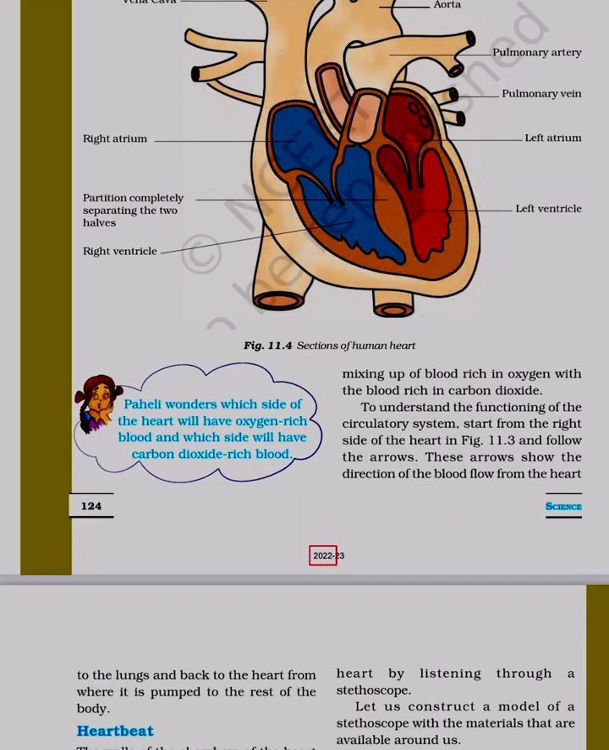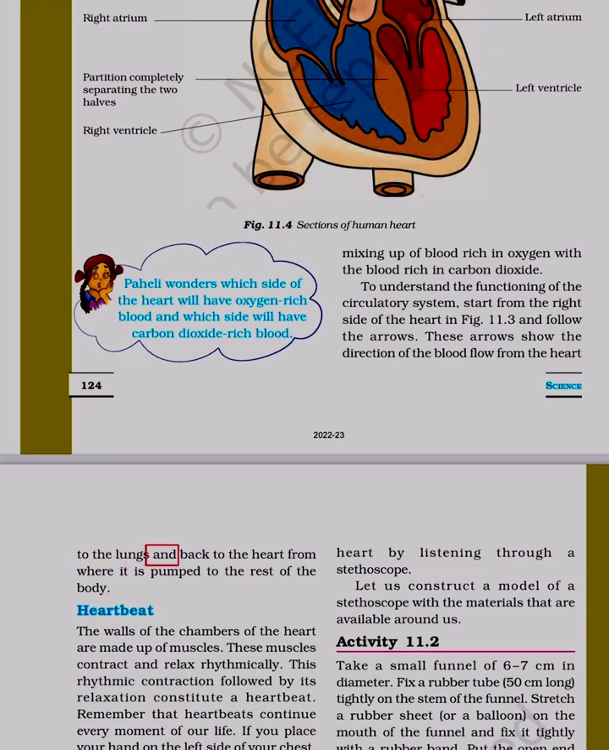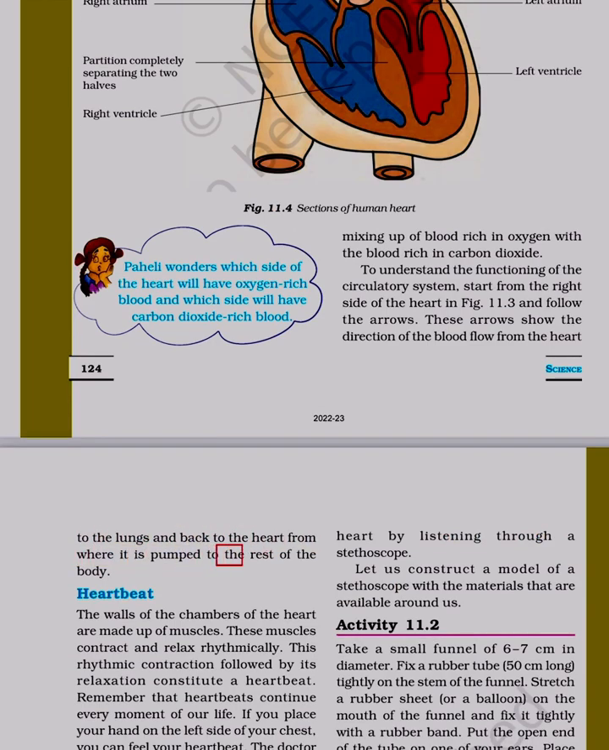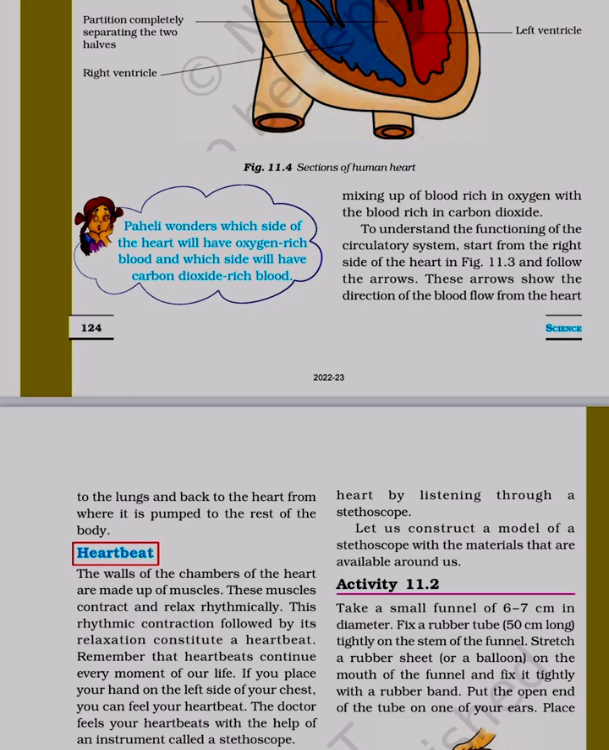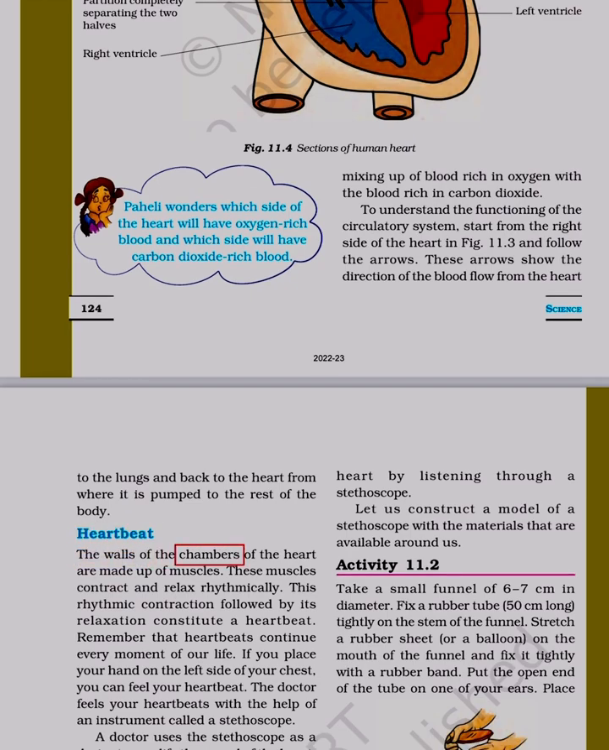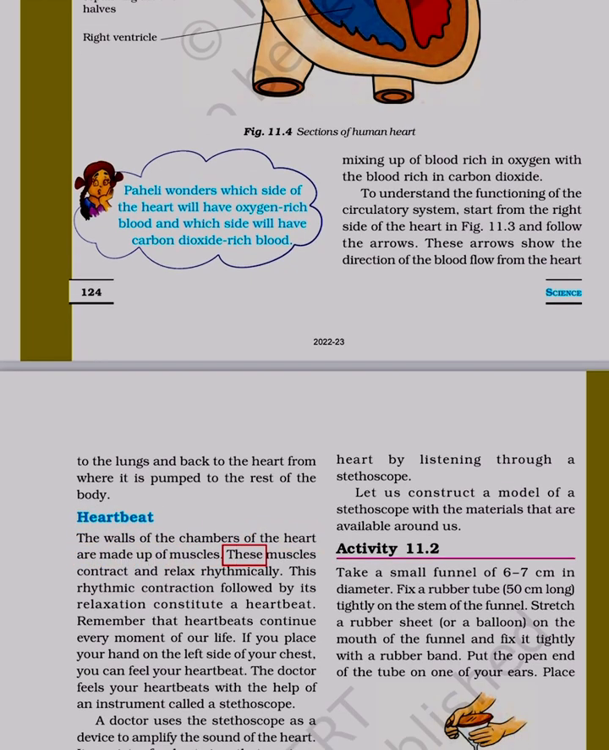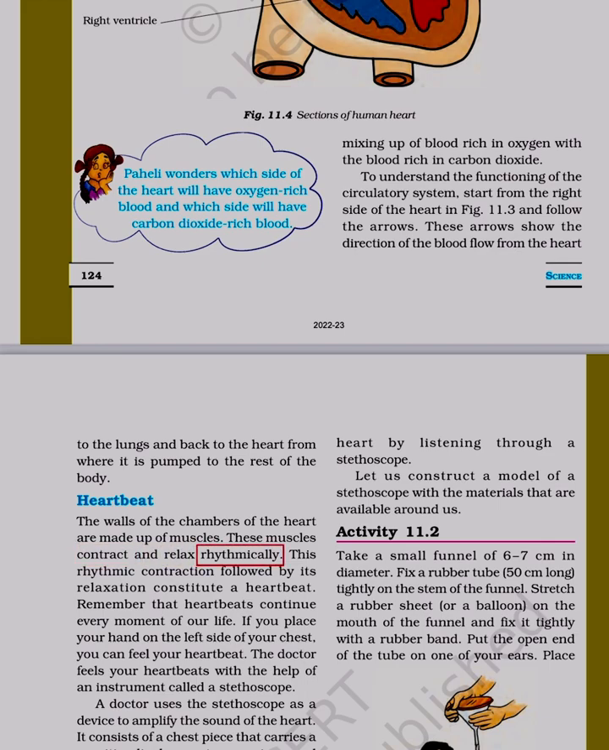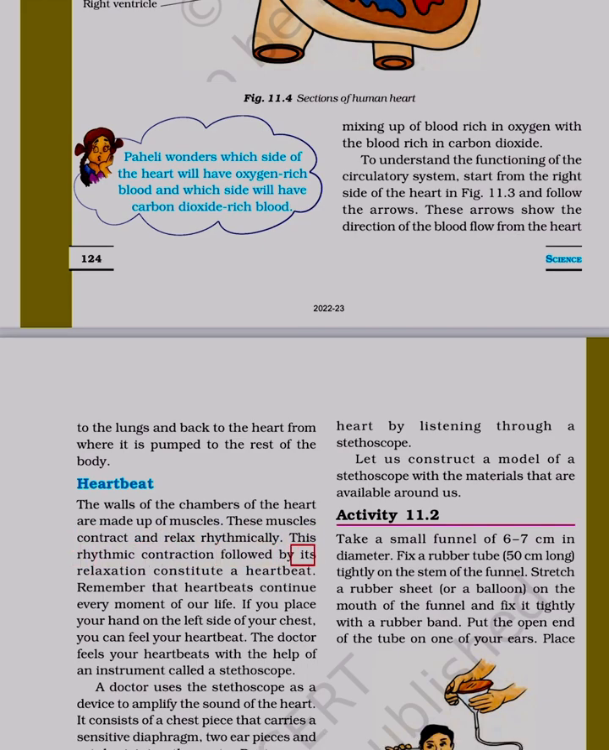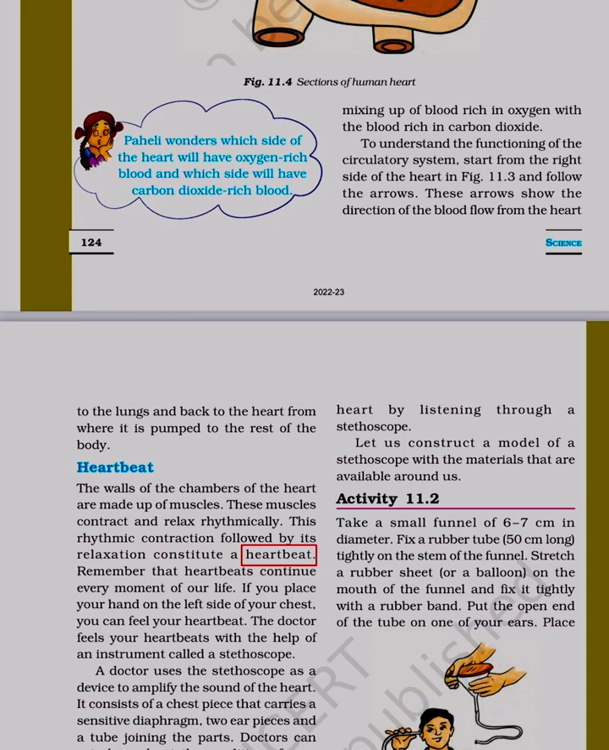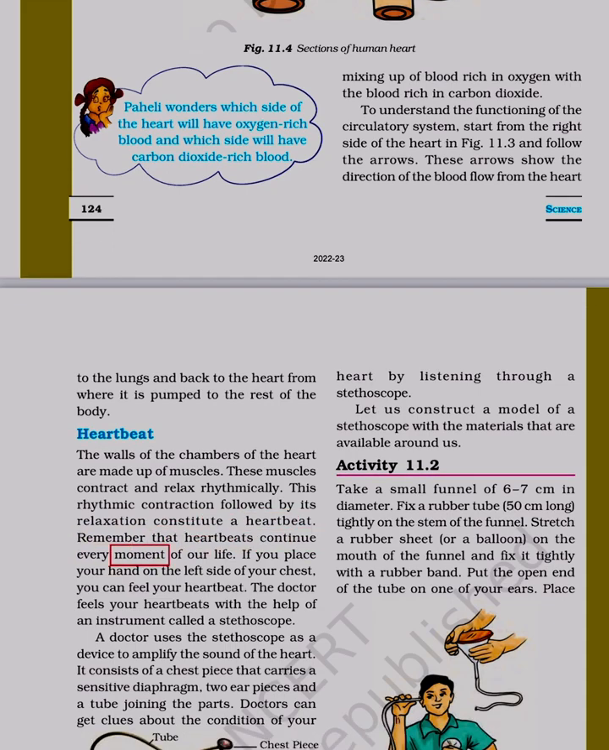To the lungs and back to the heart from where it is pumped to the rest of the body. Heartbeat. The walls of the chambers of the heart are made up of muscles. These muscles contract and relax rhythmically. This rhythmic contraction followed by its relaxation constitute a heartbeat. Remember that heartbeats continue every moment of our life.